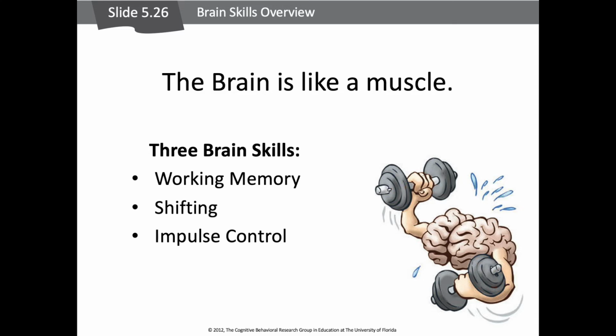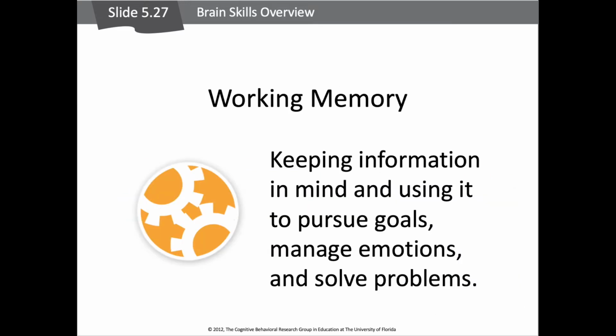There are 3 brain skills: working memory, shifting, and impulse control. You use working memory to keep information in mind, which helps you solve a problem or reach a goal. For example, you used your working memory during the number activity to help you remember the rules and apply it to figure out the correct answer each time.